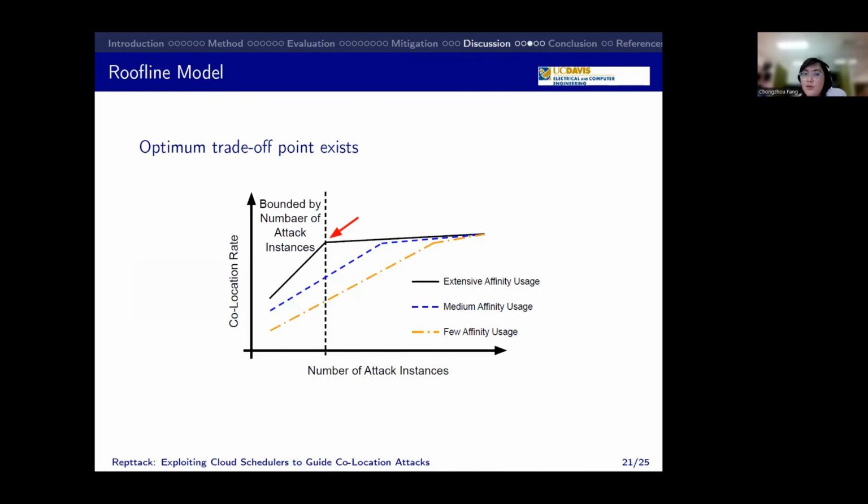Our work also reveals an interesting diminishing-returns model when attackers try to launch multiple instances. We found that there is an optimal number of instances to launch. Before reaching this number, collocation rate is bounded by the number of attack instances, and issuing more instances can indeed help improve collocation rate. However, after reaching this point, the increase in collocation rate is not significant.